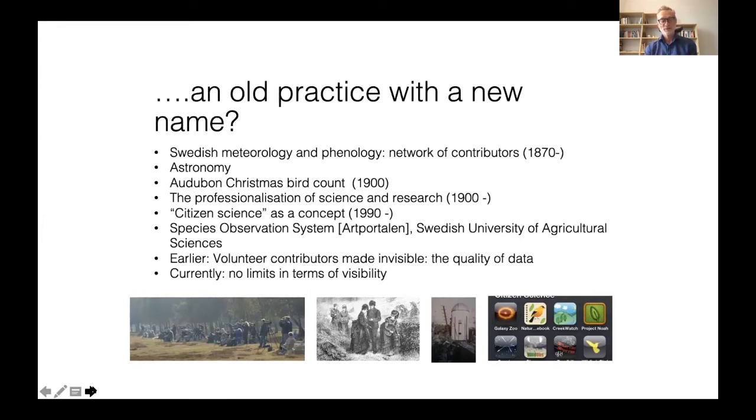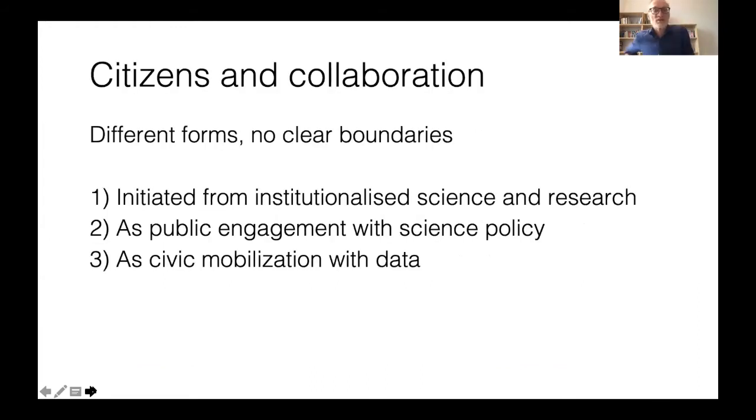And as we heard before here, there's a lot of expectations and imaginaries on citizen science from policy and from both inside and outside science today, which I sometimes wonder if citizen science actually can live up to. But we can discuss that later on. So citizens and collaboration then.